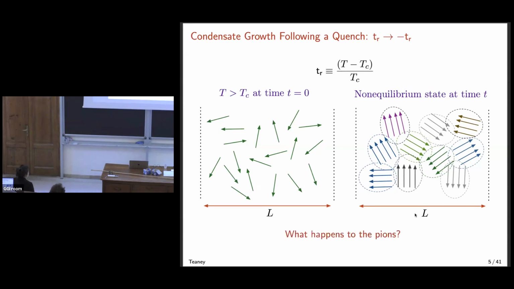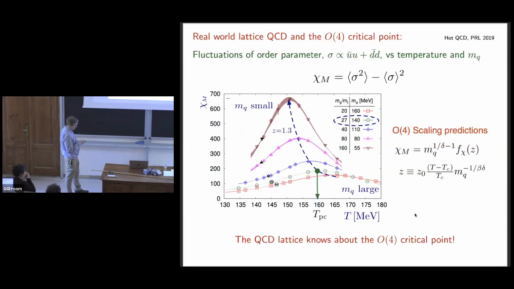In particular, what happens to the pion spectrum during this quench scenario? You're making all these domains. The pions are the wavelengths of those domains, and what happens to them? As I said, it's not about the real world, but let's say a few words about it. Real world QCD is a wonderful place. And what people have measured on the lattice with gazillions of computer hours, really gazillions, is the fluctuations in this magnetization.